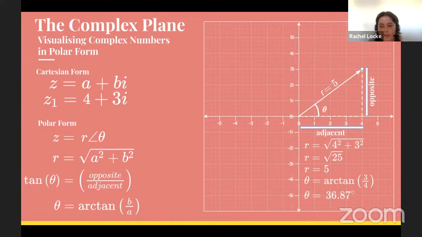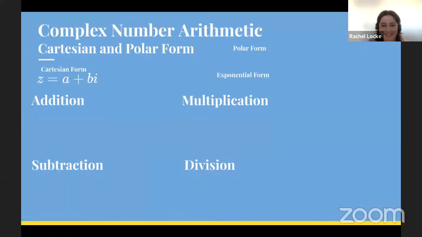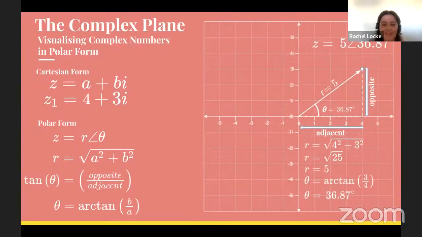We can now represent this in polar form. I was meant to have the answer in polar form there, but in polar form it would now be 5 angle theta, where theta is 36.87.